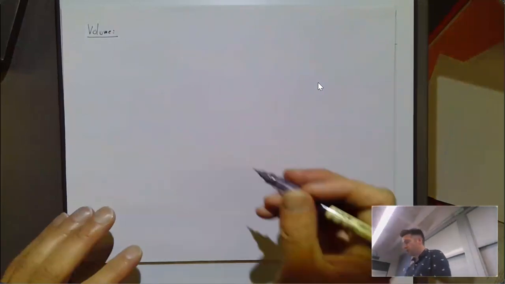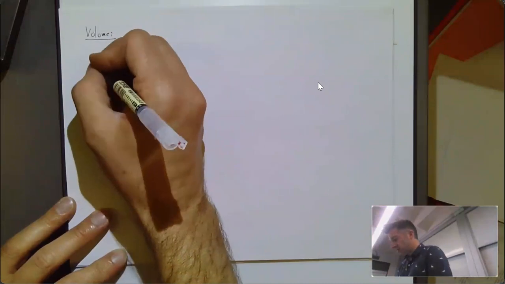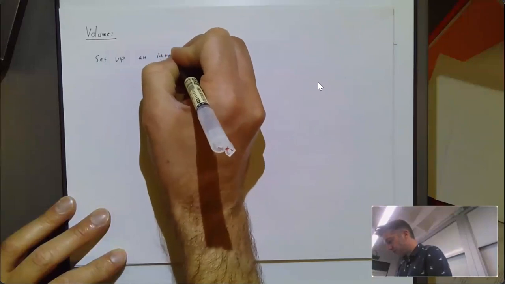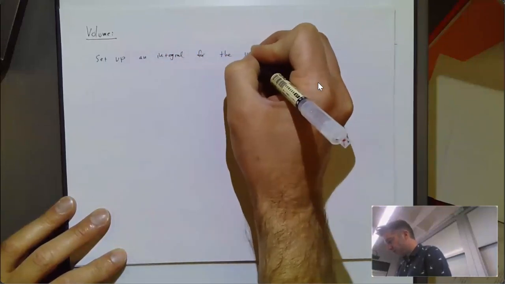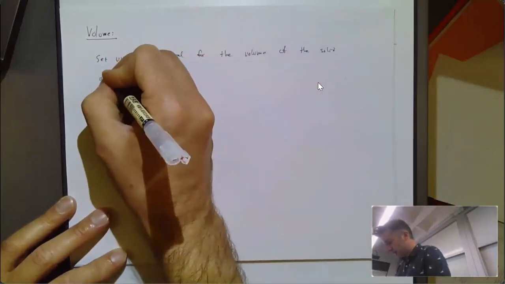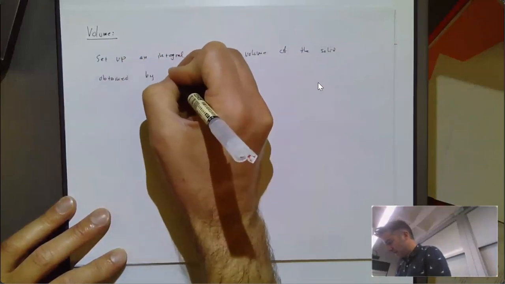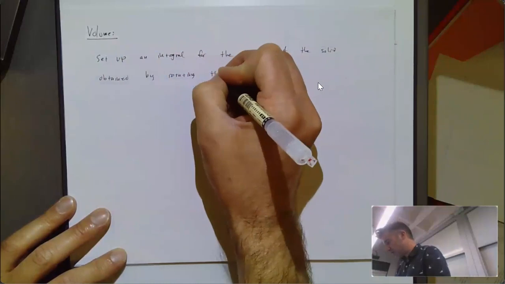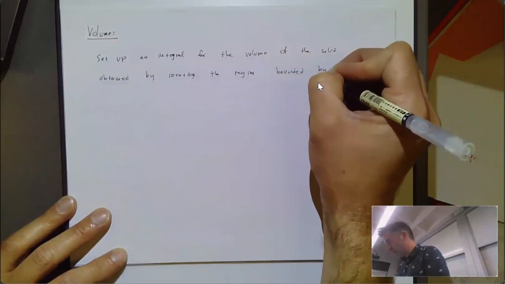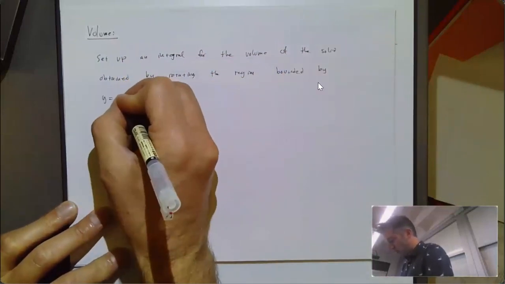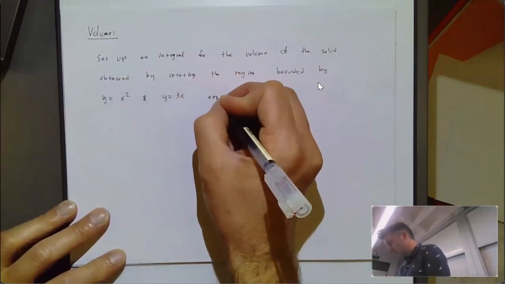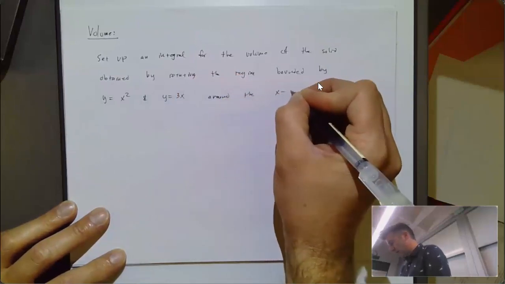So let's say we want to set up an integral for the volume of the solid obtained by rotating the region bounded by y equal to x squared and y equal to 3x around the x-axis.